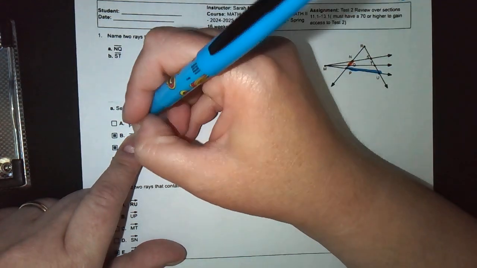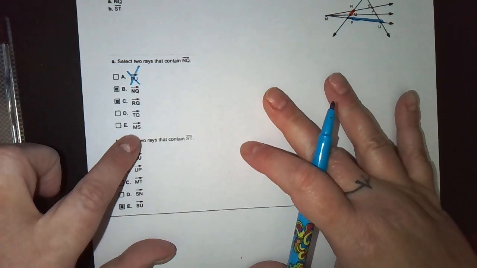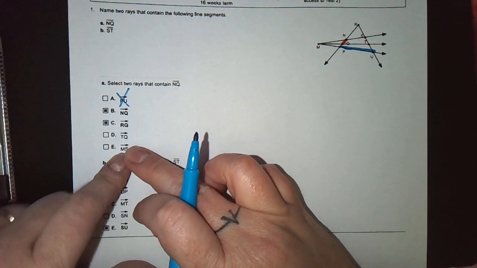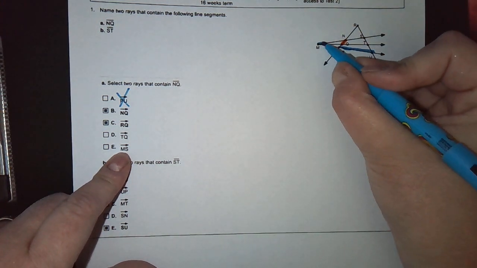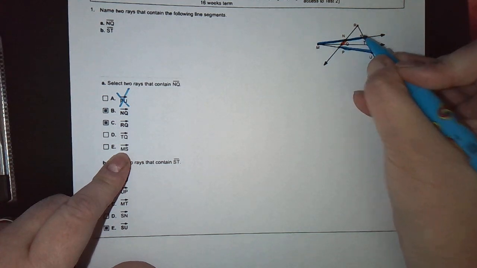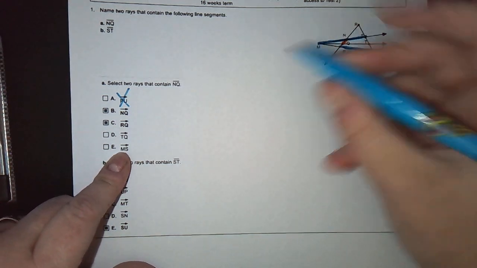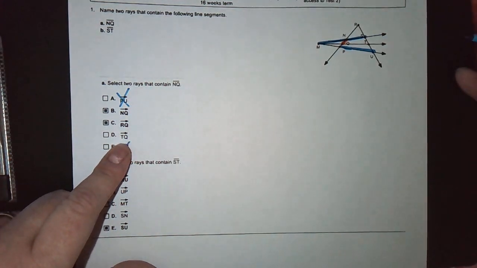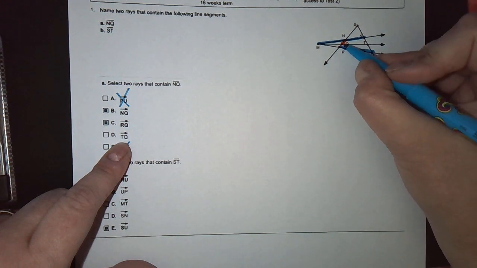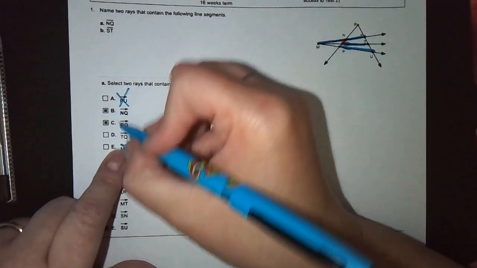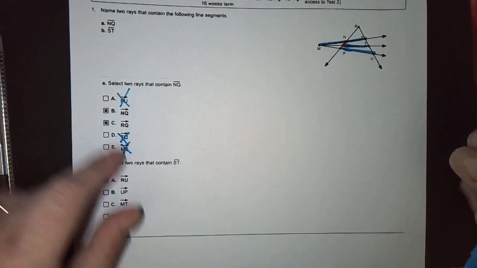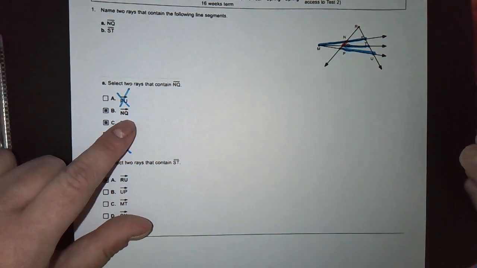Nope, so that's out. Then let's look at MS. I'll look at the very bottom one. MS is right here. And is the orange on top of that? Nope. What about TQ? TQ is this little middle segment. And is the orange overlapped on that? Nope. But let's look at NQ.